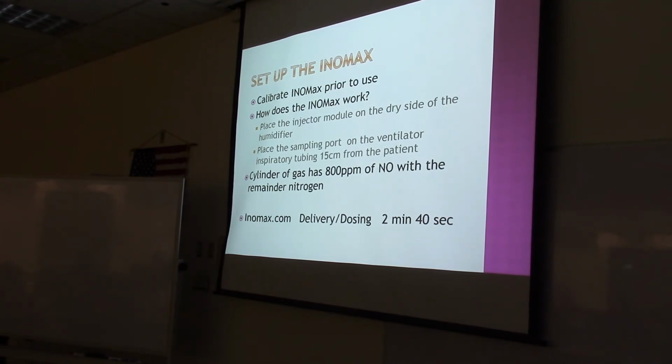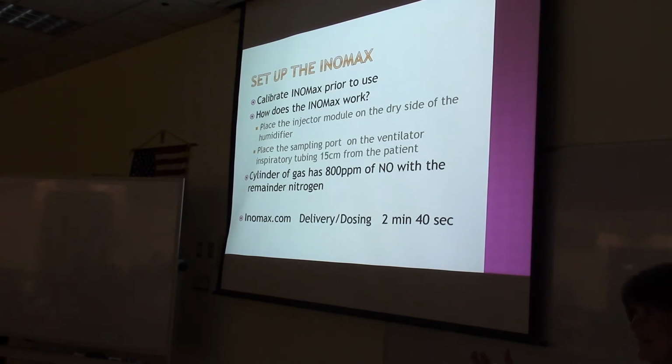All right, what's good to know is the cylinder of gas is mostly nitrogen, and it's got a little bit of nitric oxide added to it. So 800 parts per million of the cylinder is nitric oxide. The rest of it is just nitrogen.